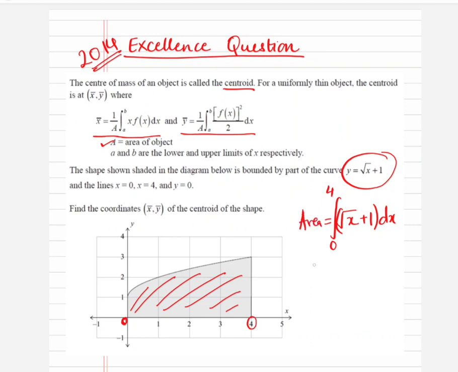Then we substitute this area back into the formula where we have A, because that is the area, and then integrate again to find the coordinates of the centroid. Right, so let's get started.